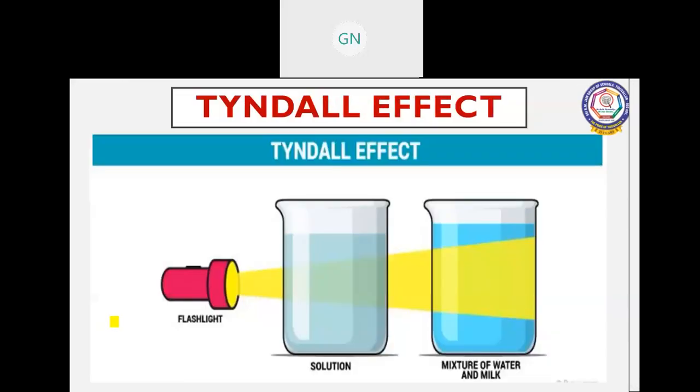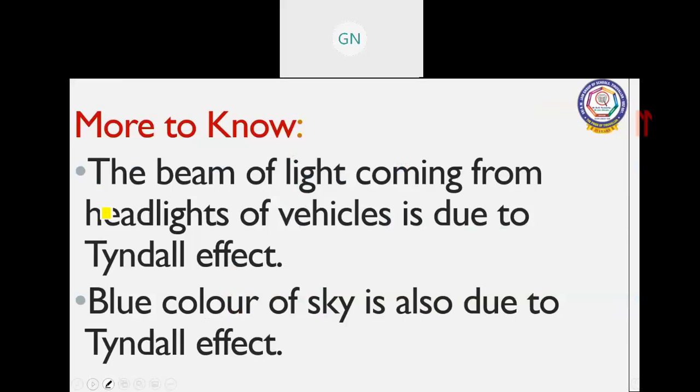You can see this diagram. When you shine a light from a torch, you can see the path of the beam in a colloidal solution. So the path is visible in a colloidal solution. This effect is known as the Tyndall effect. The beam of light coming from the headlights of vehicles is due to the Tyndall effect.